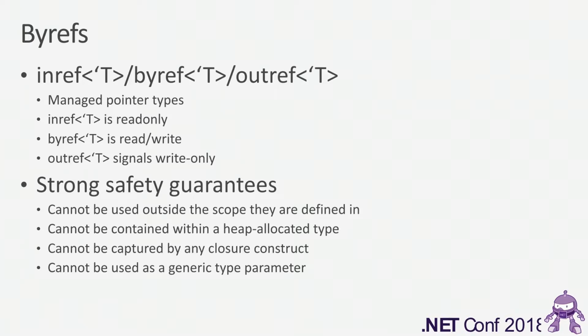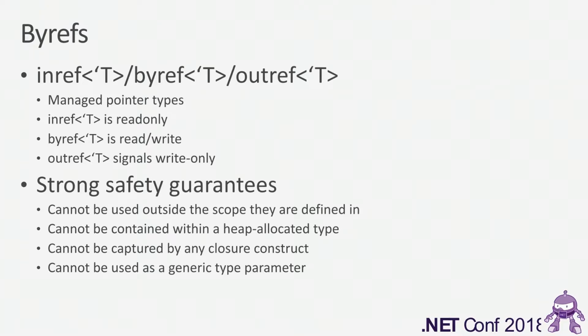And then an outref, for compatibility reasons, actually has the same semantics as byref, similar to how it exists in C#. But it's there for documentation purposes, because you want to indicate that I'm only writing to this pointer, I'm not really reading anything there. And they have some subsumption rules, so if you're expecting an inref or an outref, you could pass in a byref and it'll work.